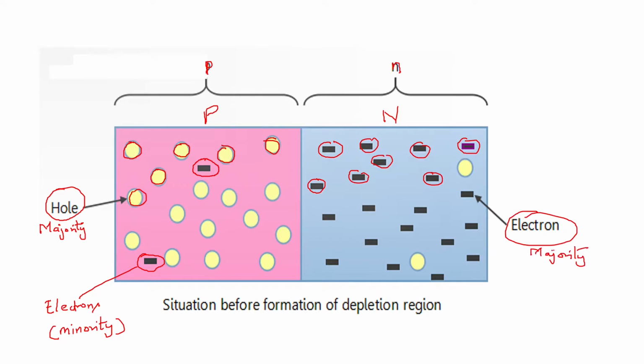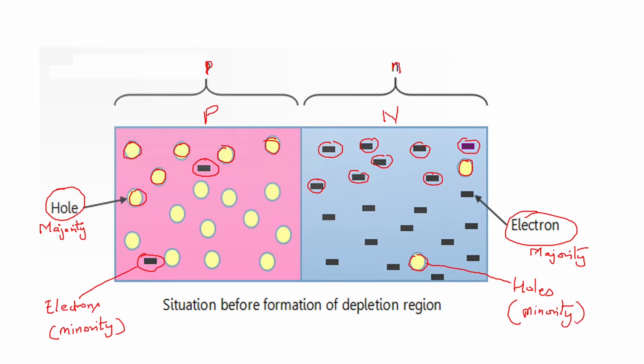And similarly here also, because of thermal covalent bond breaking, you get a smaller number of holes. Here you can see we have shown one hole, and here we have shown another hole. Fewer holes are present in n-type semiconductor, so here the holes become minority charge carriers.